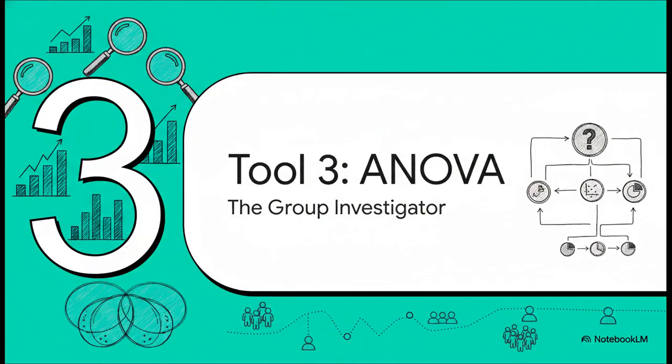Okay, our toolkit is really starting to fill out. But what happens when you need to compare the averages of more than 2 groups? I'm talking 3, 4, 5 groups at once. For this job, we need to bring out the big guns, ANOVA, which stands for Analysis of Variance. This is our group investigator.